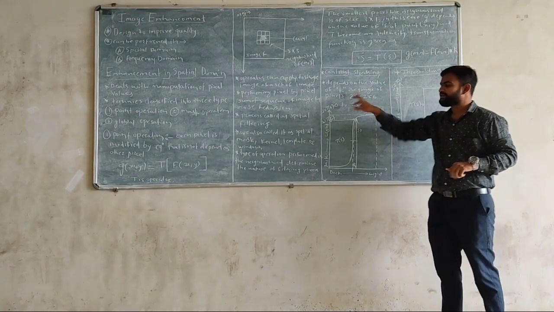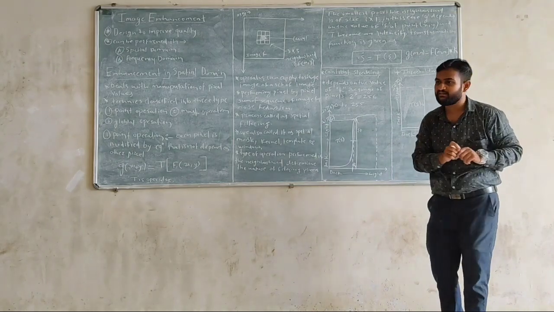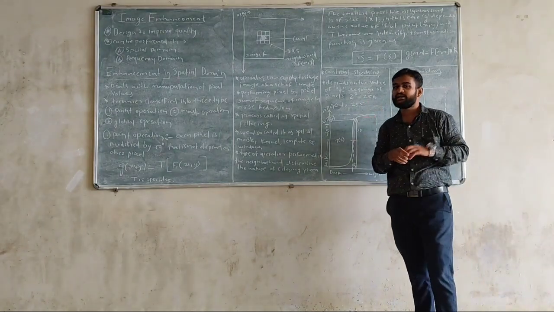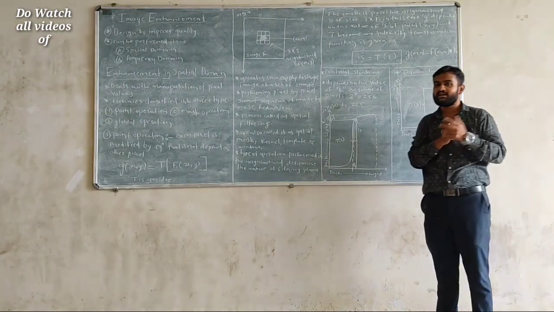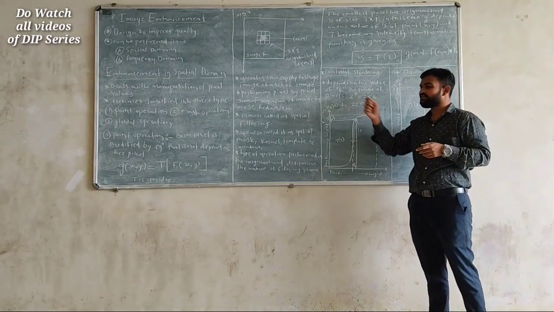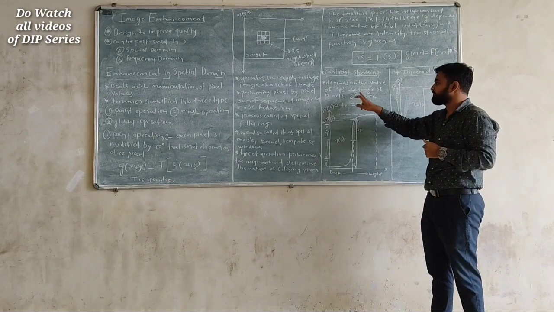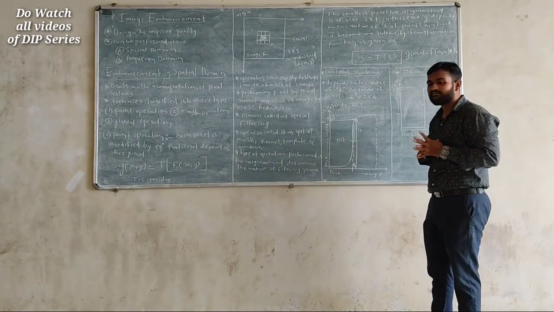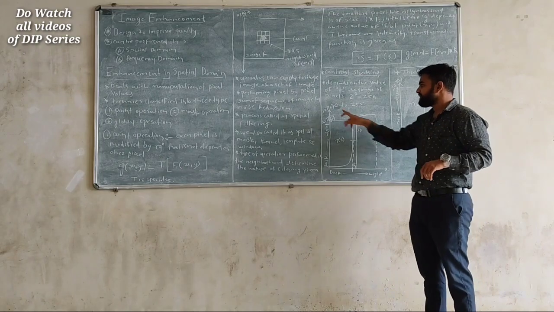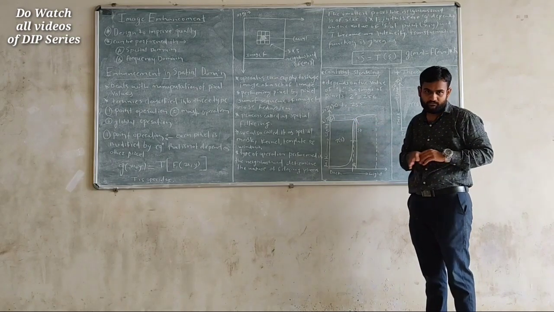Consider the range of a pixel, that is 2 raised to the power 8. It is a grayscale image or gray level image. So in that grayscale image, the possible pixel values are 2 raised to the power 8, that is 256 values. So values lie between 0 to 255.